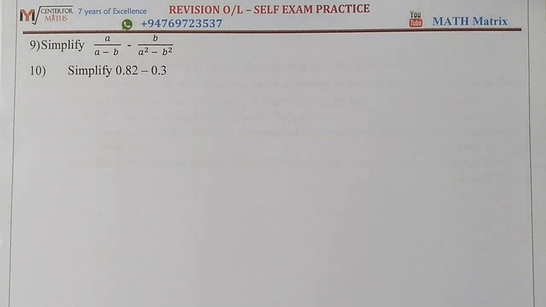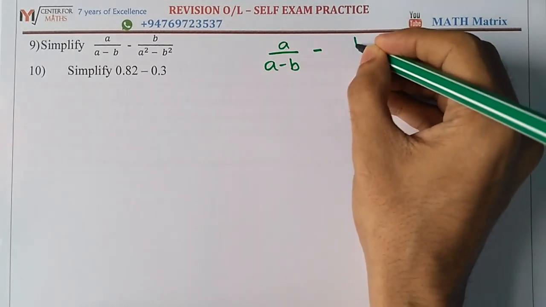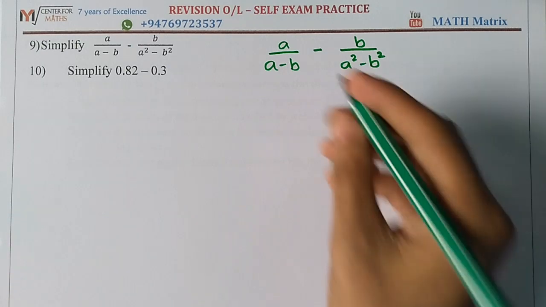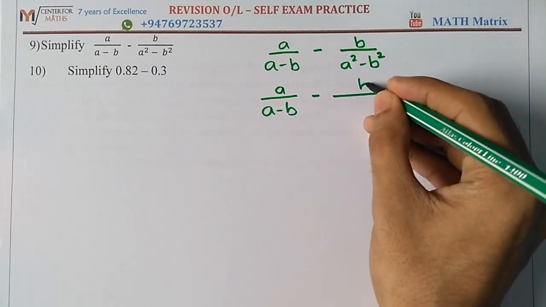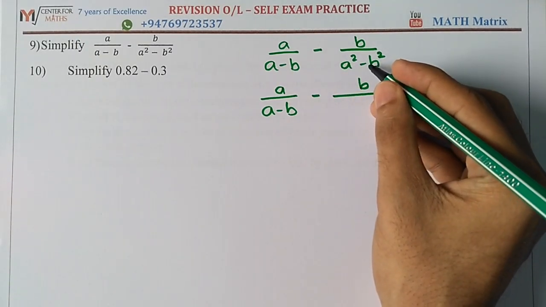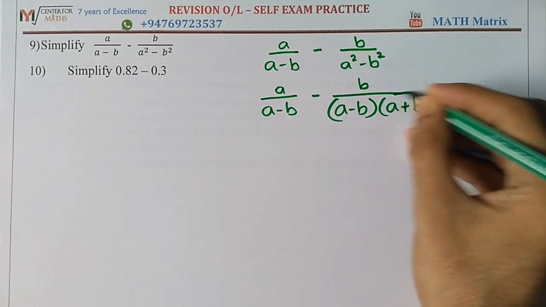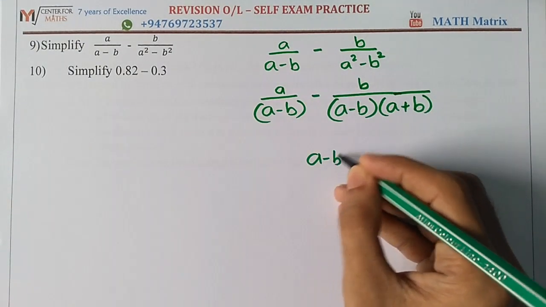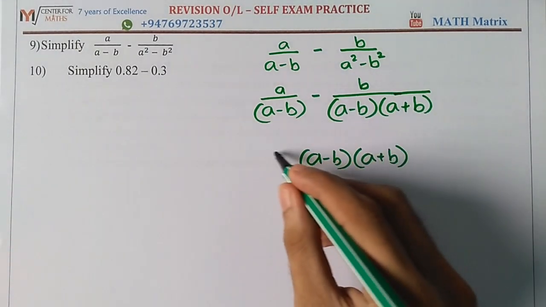Right, simplify A over A minus B minus B over A squared minus B squared. So how to simplify this? What's your idea? First of all, we have to factorize the denominator. It comes under difference of 2 squares. So how to factorize this? One should be in minus, A minus B, and the other one should be in plus, A minus B, A plus B. Now you can see it has a common factor, A minus B, and what's remaining there? A plus B. That means the LCM of these two terms is A minus B and A plus B.